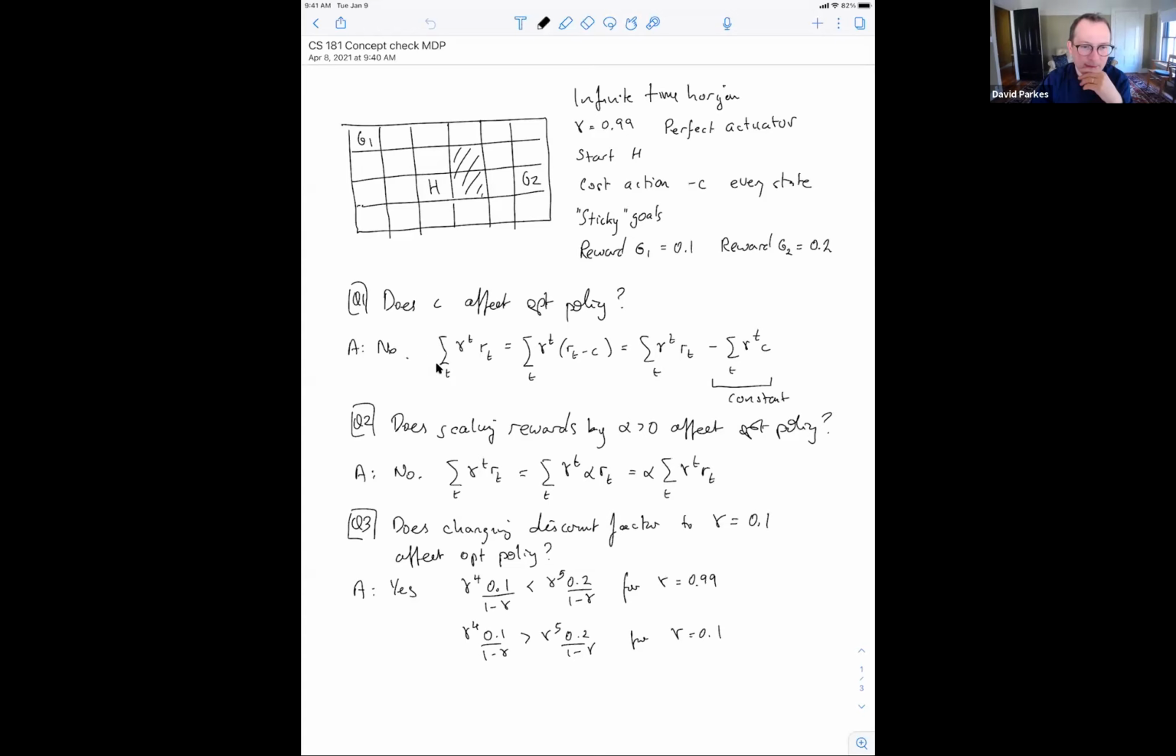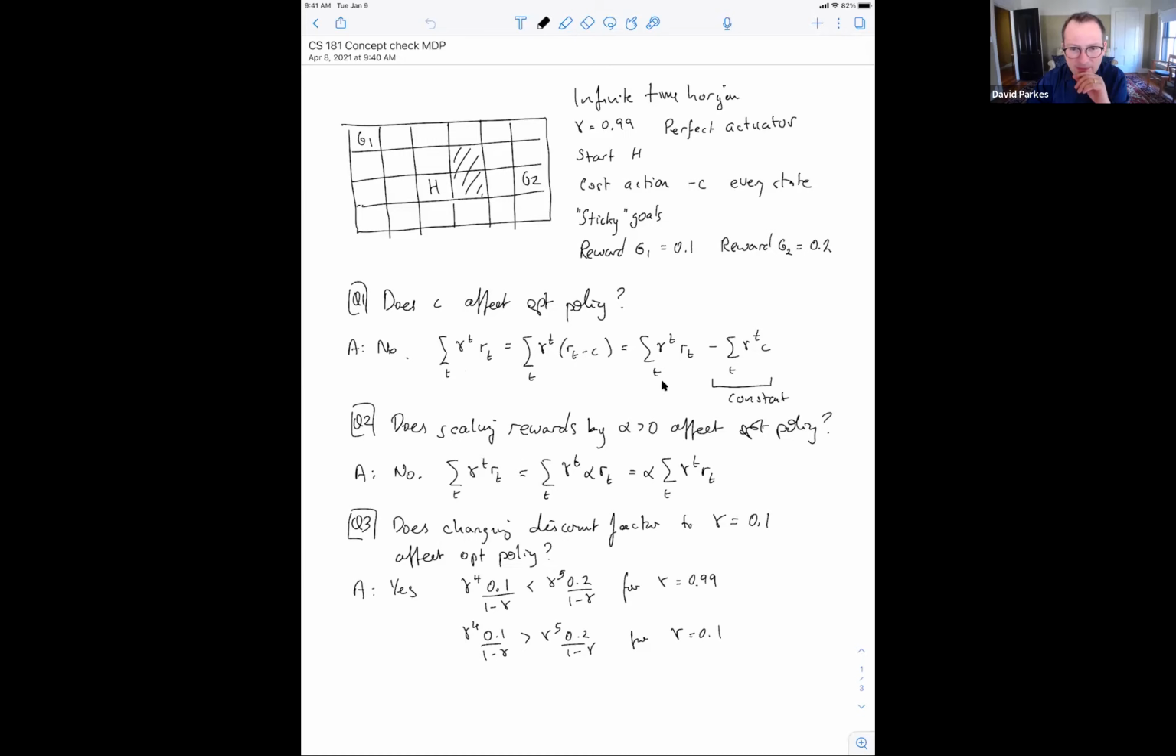So I thought this would be the best way to walk you through this. Does C affect the optimal policy? Most of you got this wrong, interestingly. Most of you said yes. Actually it doesn't, because it depends how you think about it. If you were thinking that you only incur cost C when you're outside of the goals, which I realize I wasn't precise about, then your answer is correct. If you were thinking that you incur the cost C also while you're in the goals, then your answer was incorrect. Because if you incur cost C every time period, then you can factor it out like this.